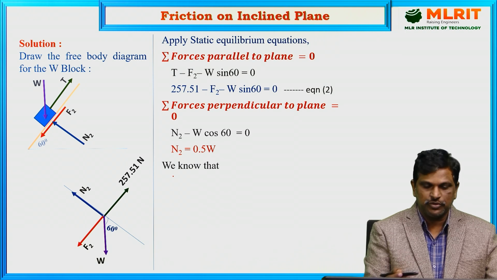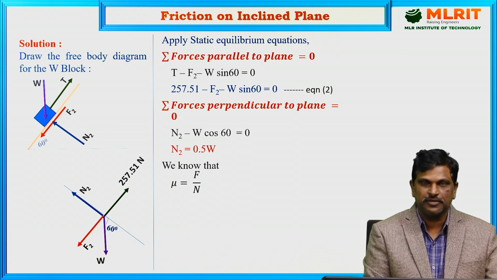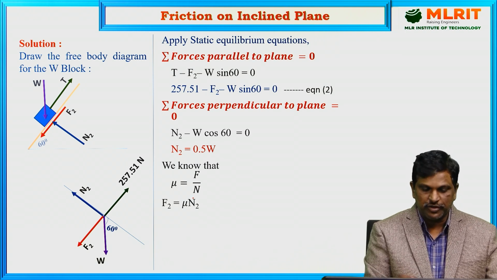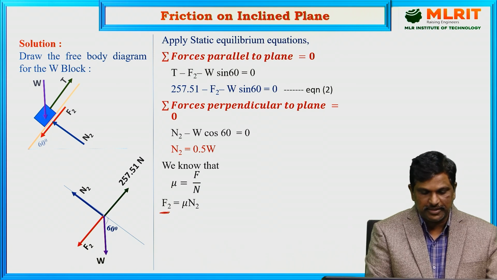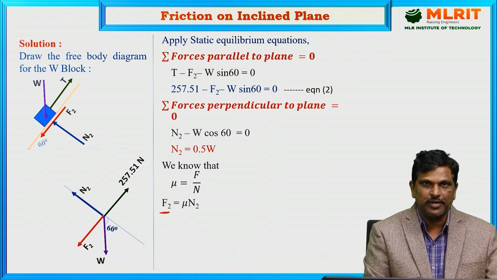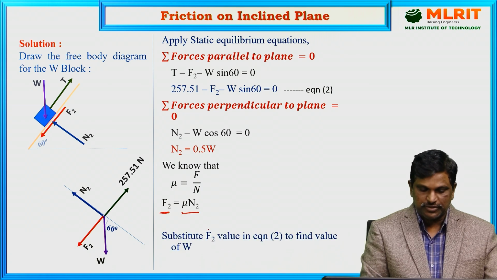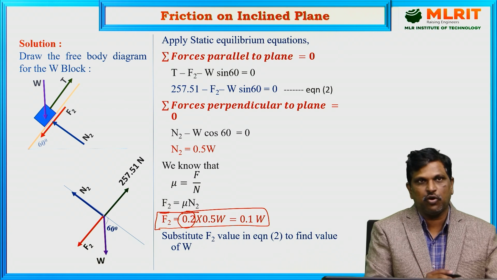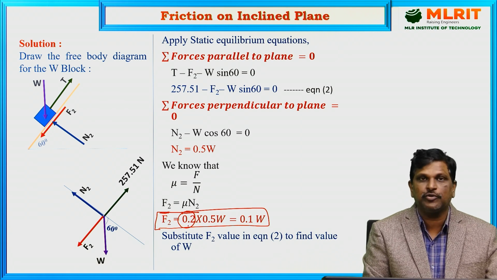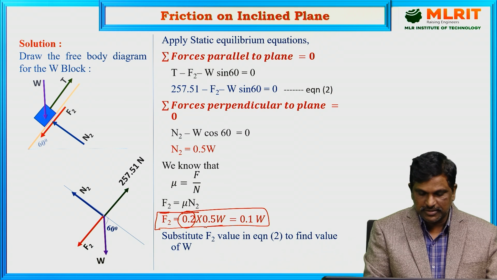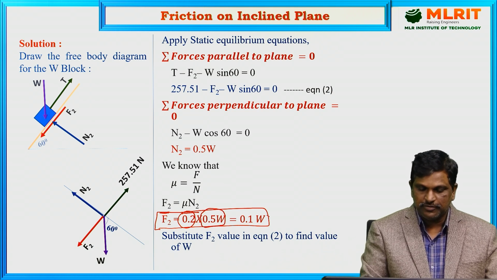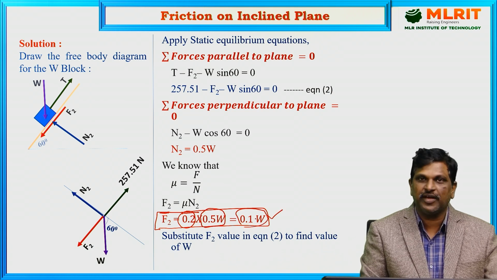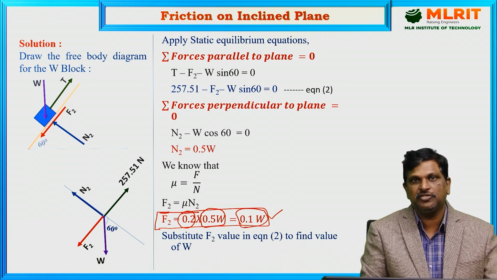Next, we know the equation for coefficient of friction. Mu is equal to F by N, and substituting for this condition, F2, friction at the contact surface between the W Newton block and the plane, is F2 is equal to mu N2. Substituting the values, calculate the F2 value. F2 is equal to, the coefficient of friction is 0.2 here. For this block and the plane, the coefficient of friction is given as 0.2 into N2, which is 0.5 W, which is equal to 0.1 W. Friction value in terms of W is 0.1 W.